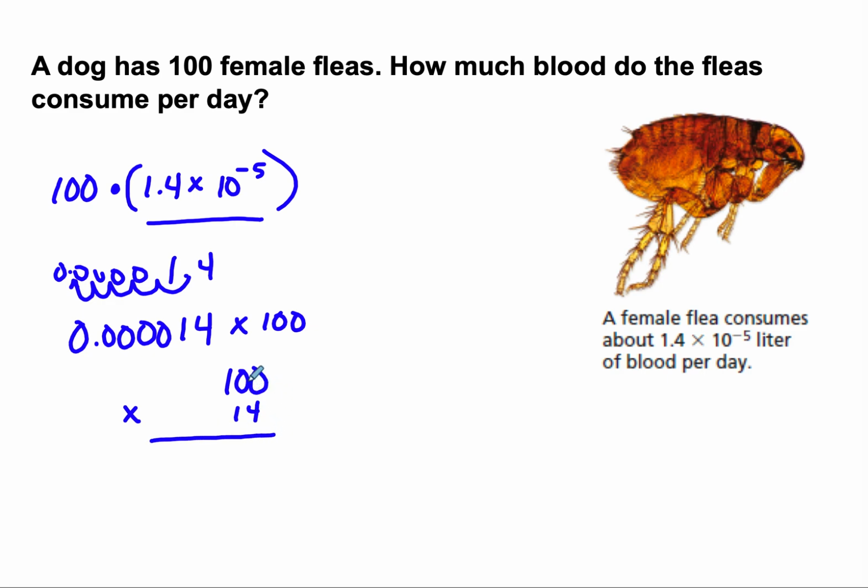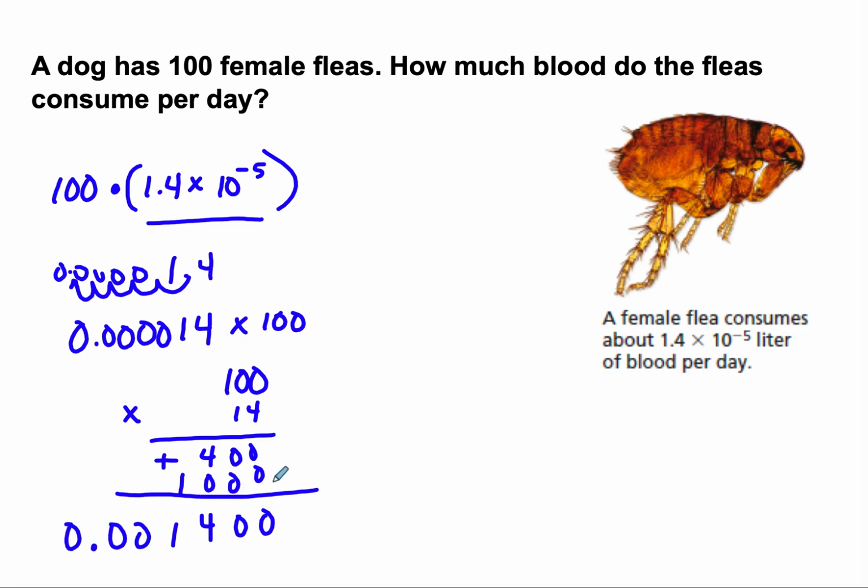All right, so 4 times 0 is 0, 4 times 0 is 0, 4 times 1 is 4. Add a placeholder 0, 1 times 0 is 0, 1 times 0 is 0, 1 times 1 is 1. If I add those together, I get 1,400. Okay, but now I need to go back and put in 6 decimal places. 1, 2, 3, 4, 5, 6 decimal places.